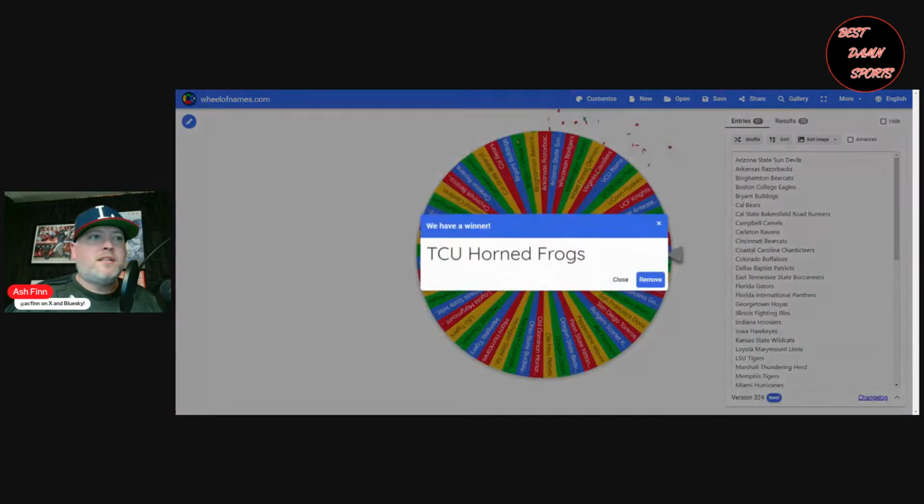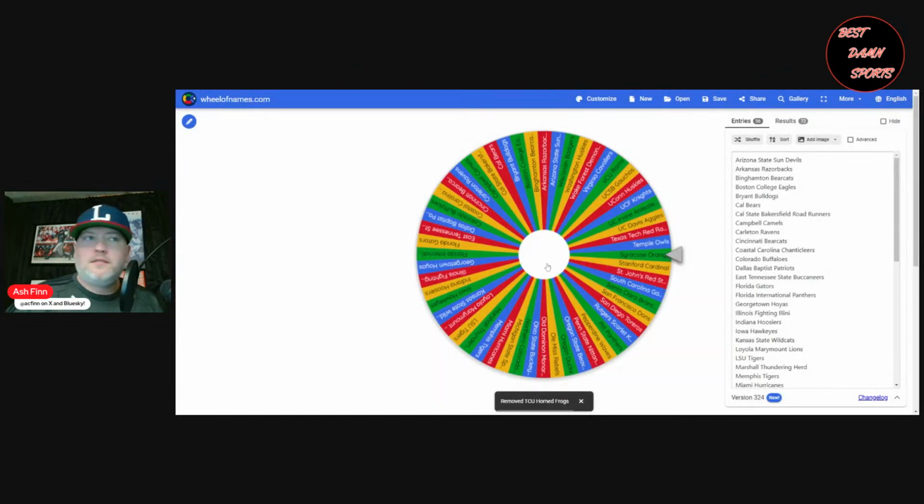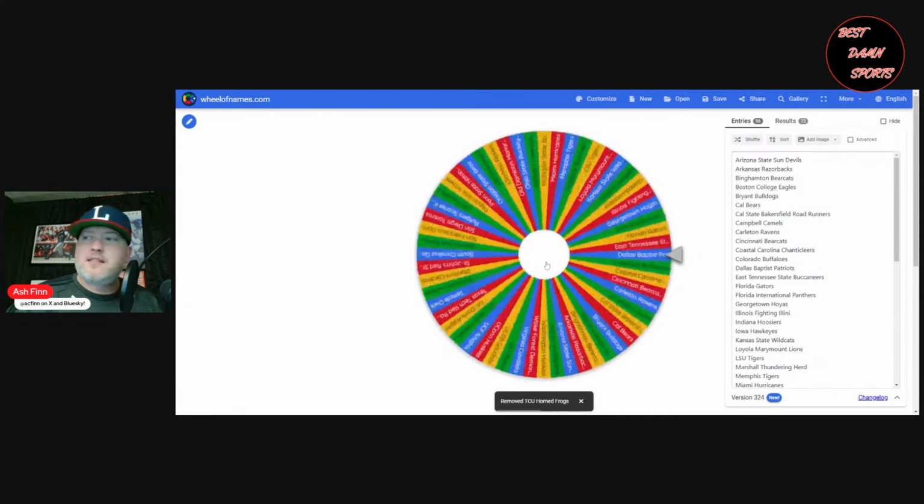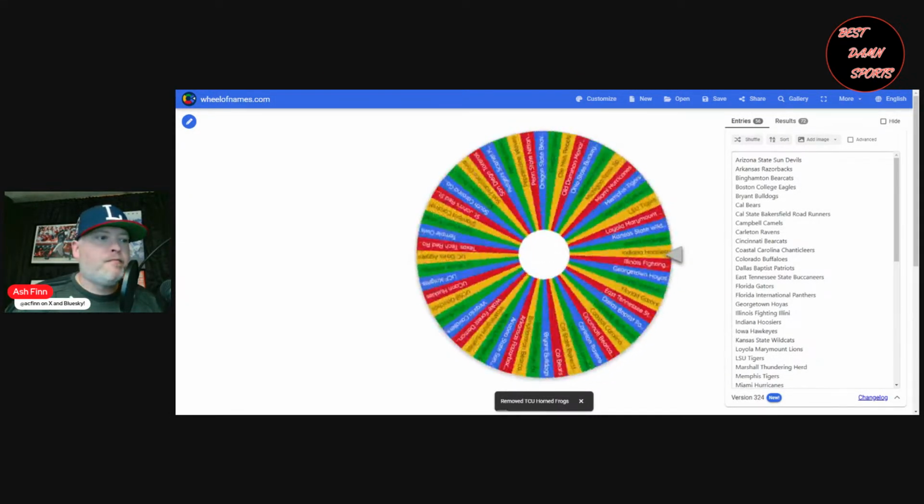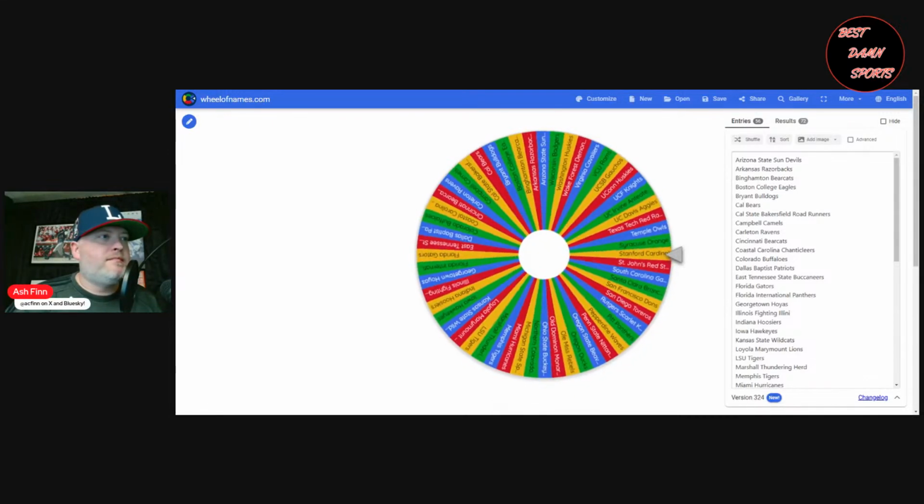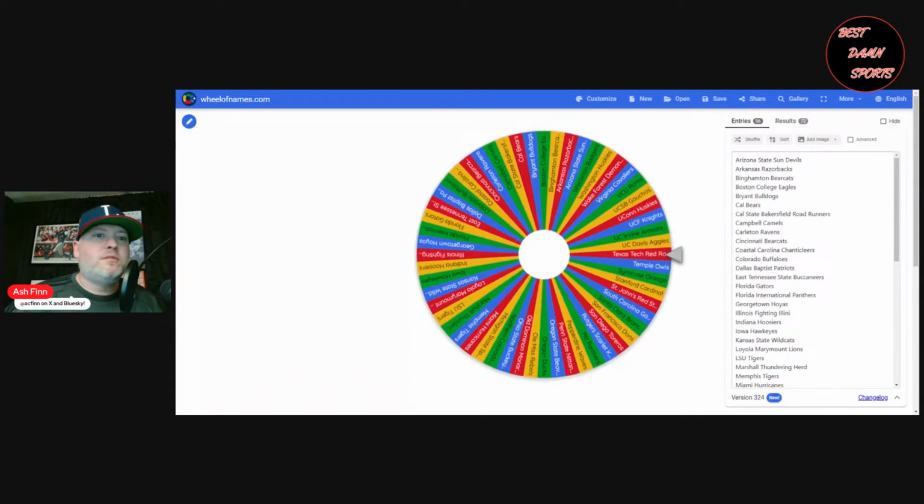And next up is the TCU Horned Frogs. They will be drafting in the number 6 spot for the Big 12. Big 12 trying to get theirs done, them and the SEC. It just means more, I guess. Haha, that's a dad joke, even though I'm not a dad.